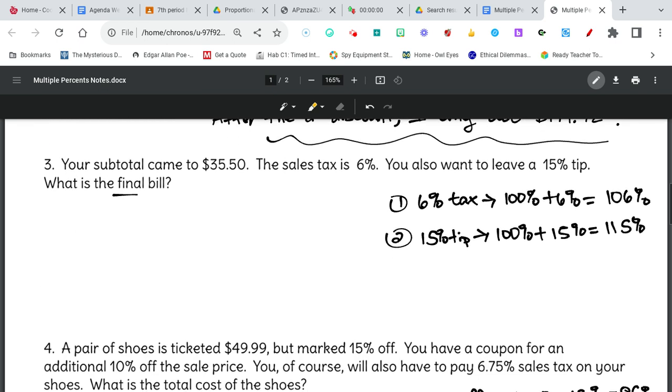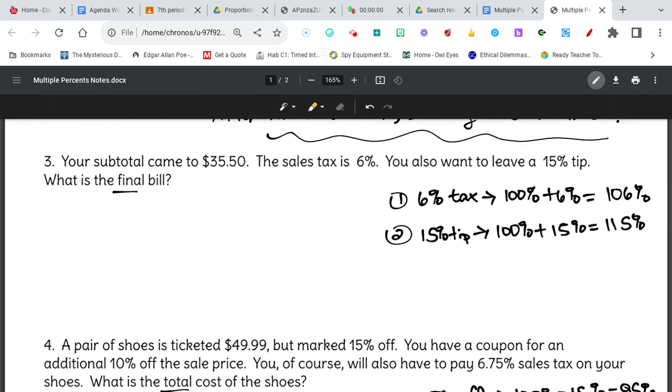Okay, let's take a look at 3. Your subtotal came to $35.50. The sales tax is 6%, so I got to add money onto that. Okay, I got to pay an additional 6% besides paying 100% of that. Then you also want to leave a tip. So you're out maybe eating or something like that. You want to leave a 15% tip. You're very nice. What is the final bill? Well, it's asking me for the final bill again.